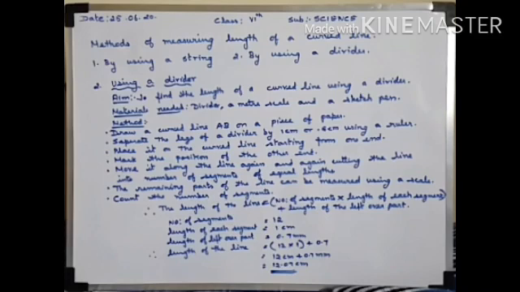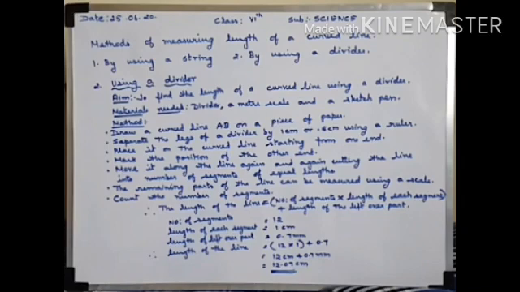Now the length of each segment: we have separated the legs of the divider by 1 centimeter. So the length of each segment will be 1 centimeter. Now how many segments have we taken? We have taken 12 segments. So according to the formula, the number of segments is equal to 12. The length of each segment is equal to 1 centimeter. The length of the leftover part, the remaining part, is 0.7 millimeter.